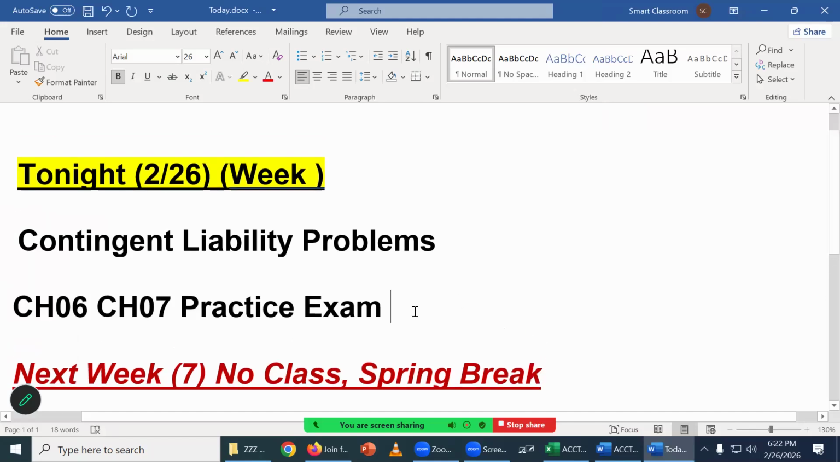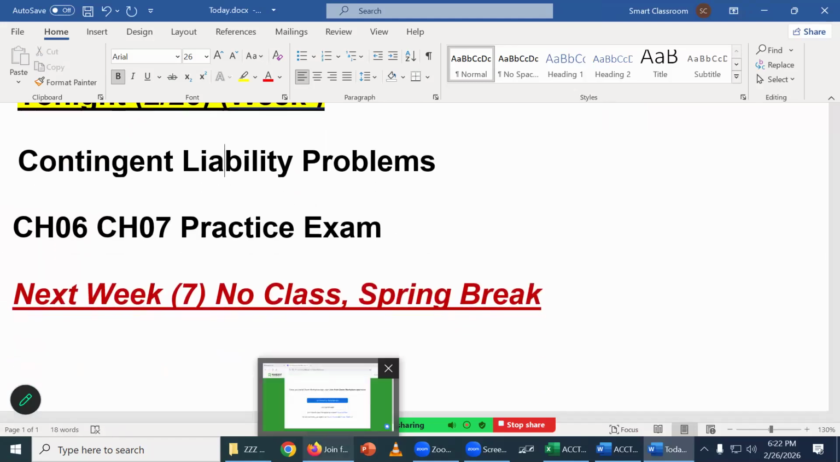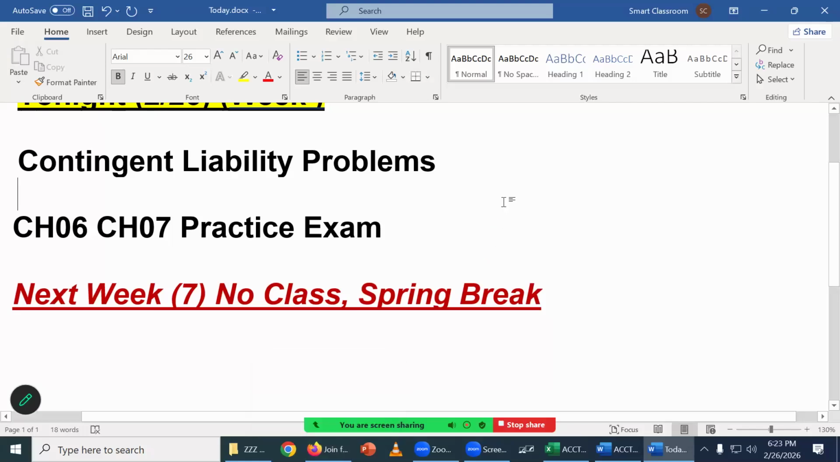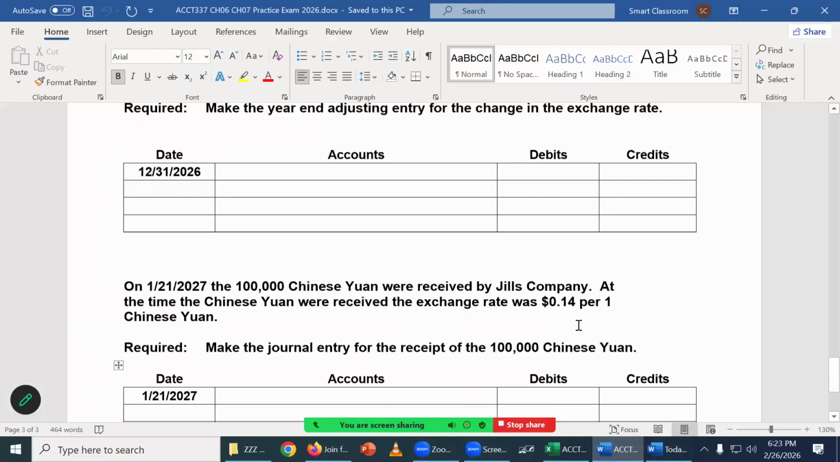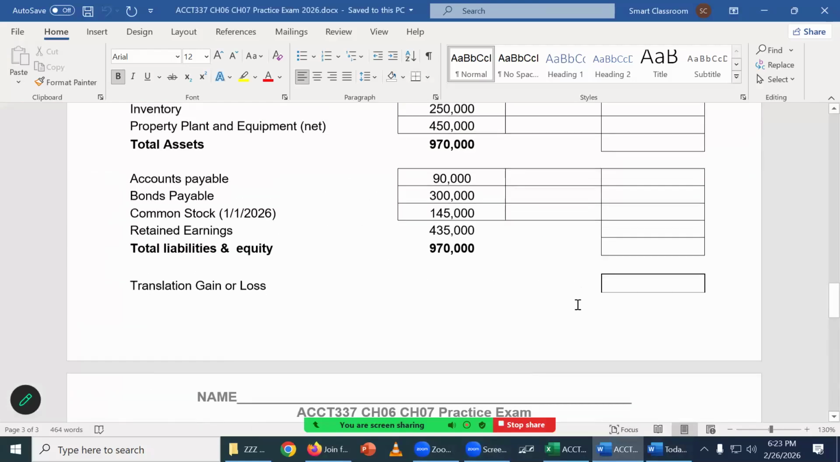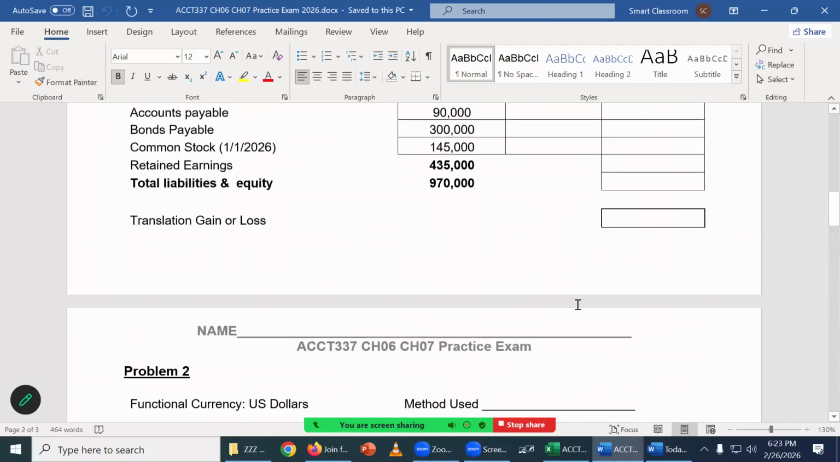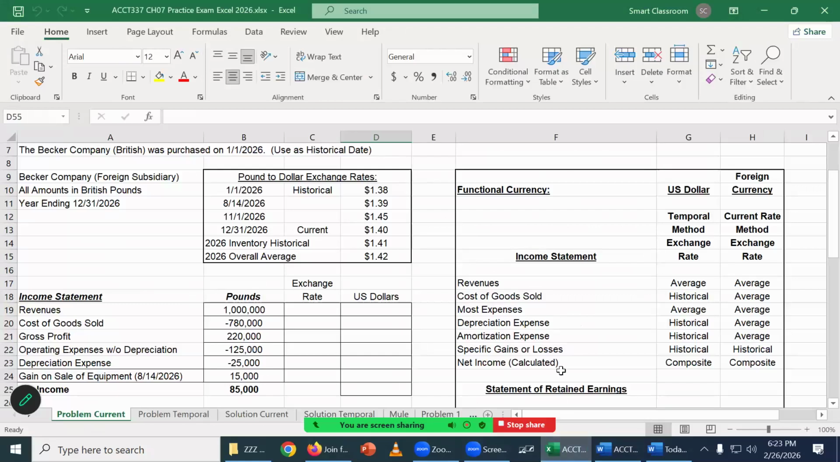Anyway, the practice exam will be similar to the exam that we're going to have. We're basically going to do the current method, the temporal method, and then the transaction. And that'll be it. Okay, so let's go ahead and get started.